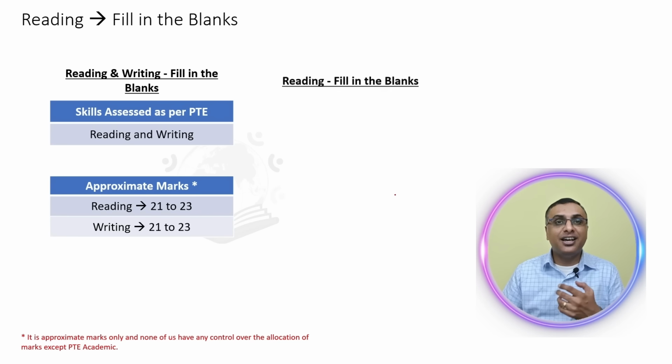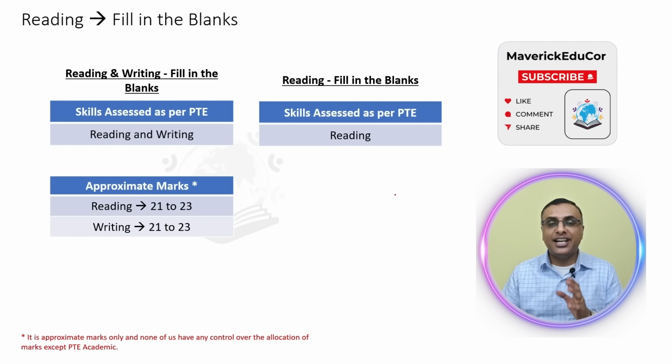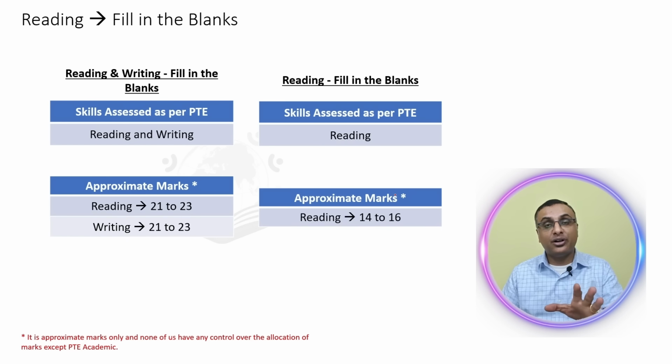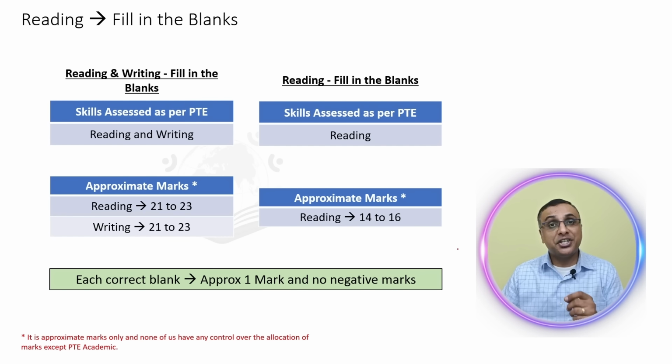Next, let's look at the reading fill in the blanks question. Here, PTE is just assessing your reading skills and the marks that you will score, only for the reading module, are anywhere between 14 to 16 marks only. Last but not the least, each correct blank will fetch you 1 mark and there are no negative marks whatsoever in any of these two question types. Remember, if you're aiming for that 79 plus, there is very, very little margin for error.